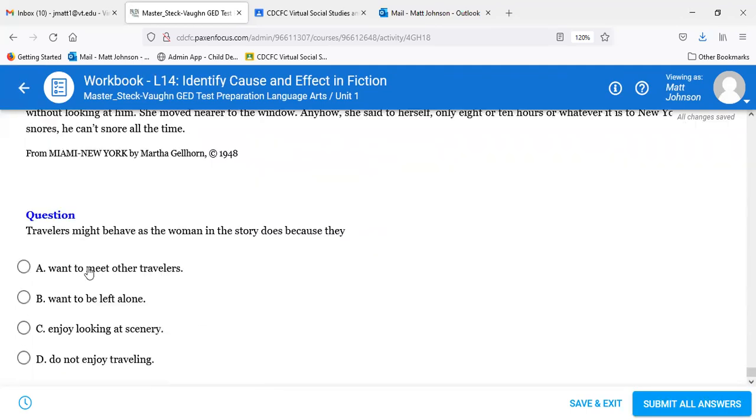And then our last one here, I'll go ahead and read it. Travelers might behave as the woman in the story does because they A, want to meet other travelers, B, want to be left alone, C, enjoy looking at scenery, D, do not enjoy traveling. B. B, want to be left alone, right? When we're on an airplane, we don't want some stranger talking to us. So B as in boy for 13, our last one there. So did everybody get all of the answers?